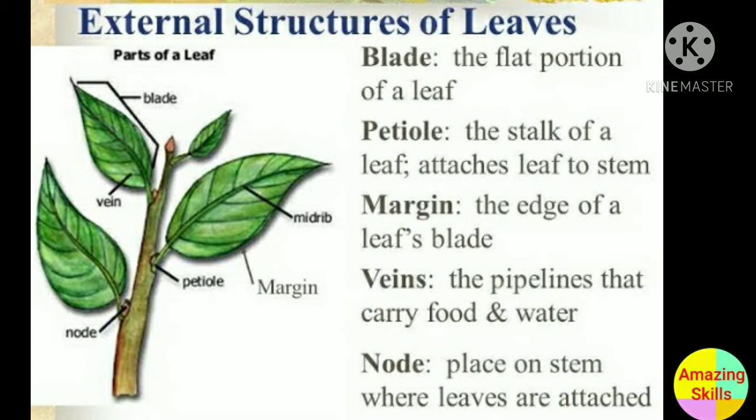Children, let us see the external structure of leaves. First one is the blade, the flat portion of a leaf. Petiole, the stalk of a leaf that attaches the leaf to the stem. Margin, the edge of the leaf's blade. Veins, the pipelines that carry food and water. Node, the place on the stem where leaves are attached.